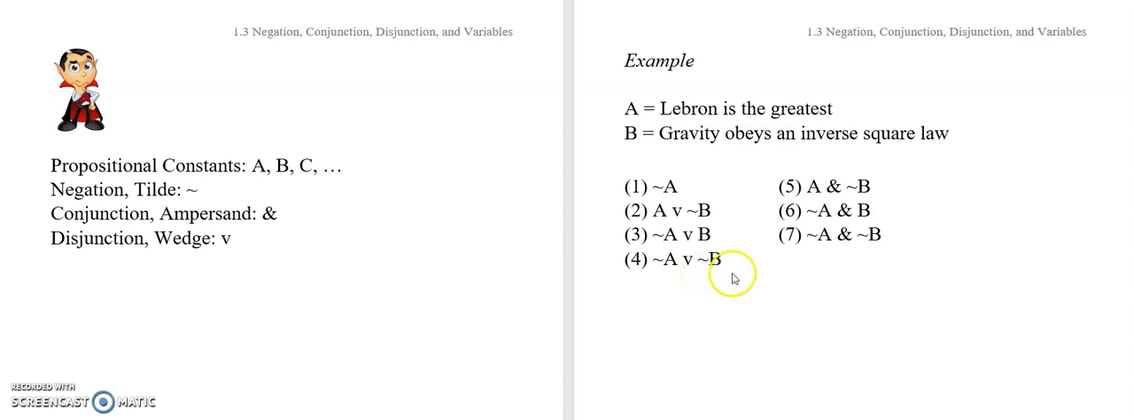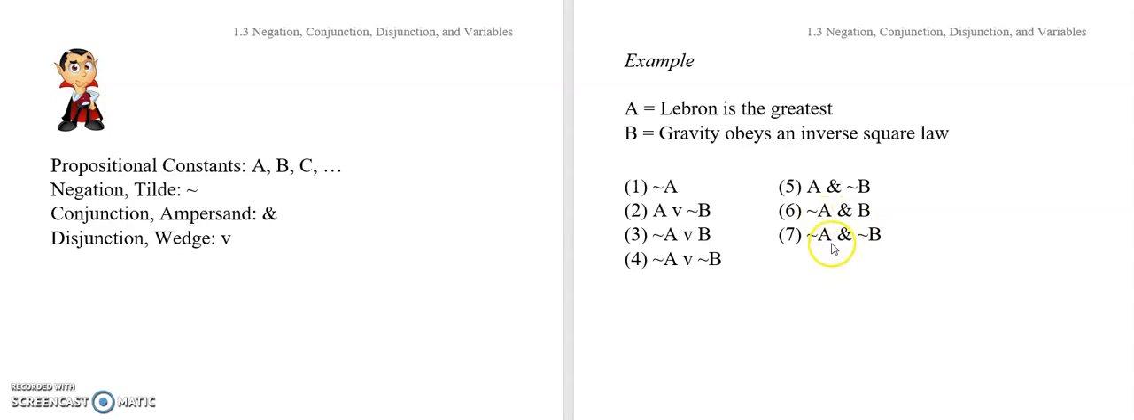Okay. Similarly, a basic similar structure here, but this time with and. This says A is true and B is false. Alternatively, LeBron is the greatest and gravity does not obey an inverse square law. 6, A is false and B is true. So it's not the case that LeBron is the greatest and gravity obeys an inverse square law.